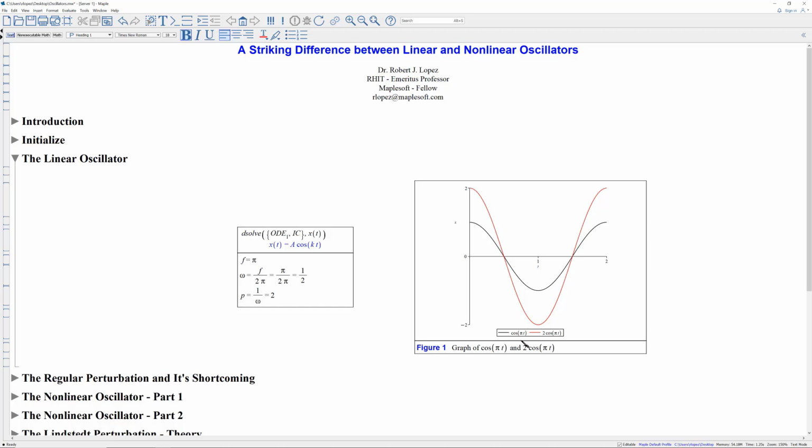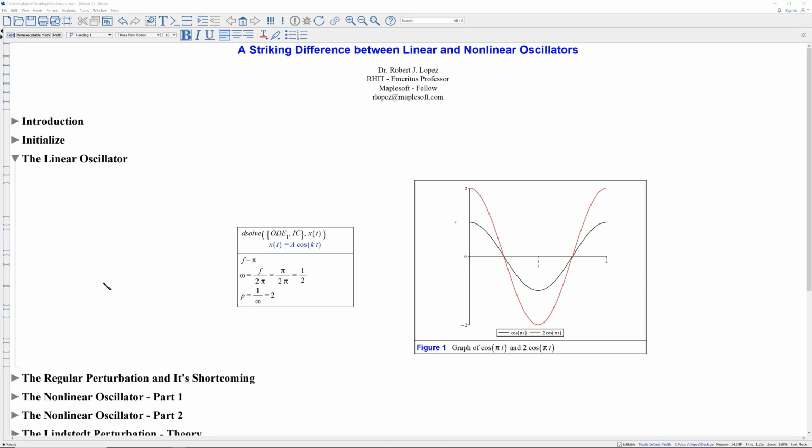The black curve is cos pi t. The red curve is 2 cos pi t, which is what would happen if you change a from 1 to 2. You'll notice that the period is independent of the initial amplitude. They both have different initial amplitudes, but the frequencies are the same. And here I'm just clarifying frequency, period, and angular frequency.